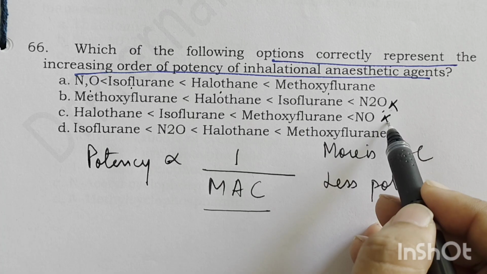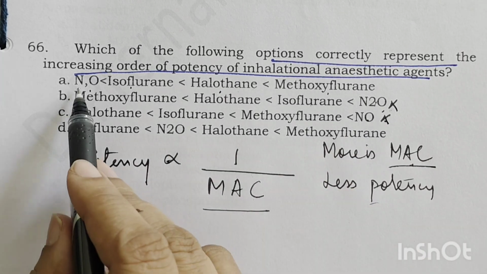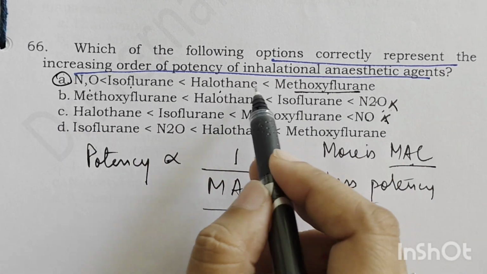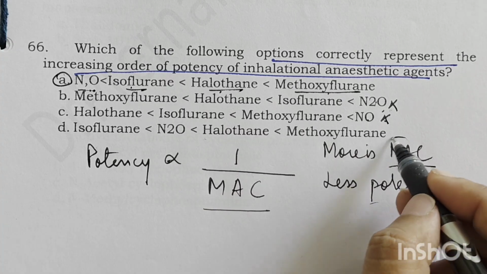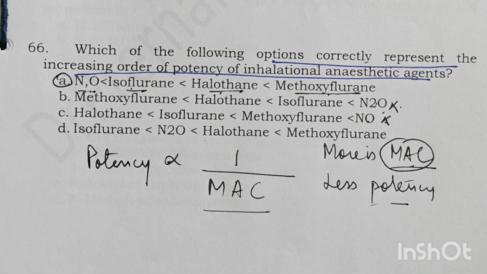N2O, and these other options are wrong because N2O has the highest MAC, and so it has the least potency. So N2O has to be here. Now N2O's MAC is higher than all the others, so this option is correct. Methoxyflurane has the maximum potency, then halothane, then isoflurane, then N2O. Just remember the MAC of N2O is the maximum, so it has the least potency, so it has to come at the number 1 position.